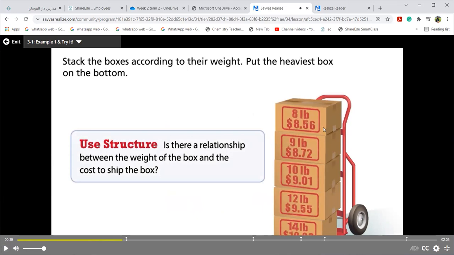What did they say? She first ordered it. She arranged it according to the numbers. Like weight 14, the heaviest, will be down. Then 12, then 10, then 9, 8. She arranged it and then she asked you, can you make a pair? Like 8 is $8, 9 is $8.72, 10 is $9.01. You have to make an arrow diagram, and let us see how they make it.